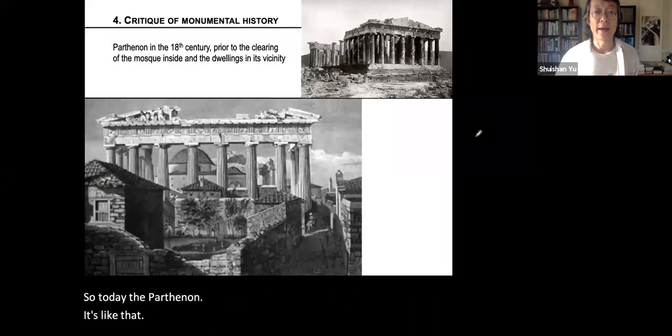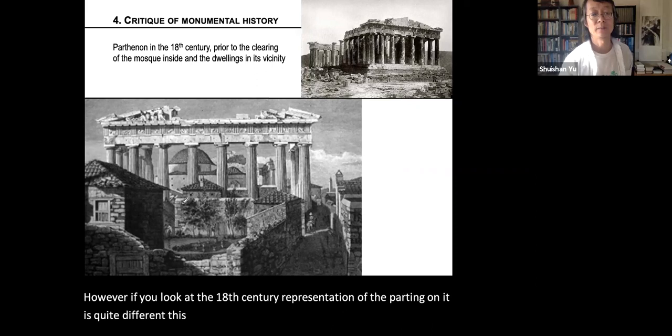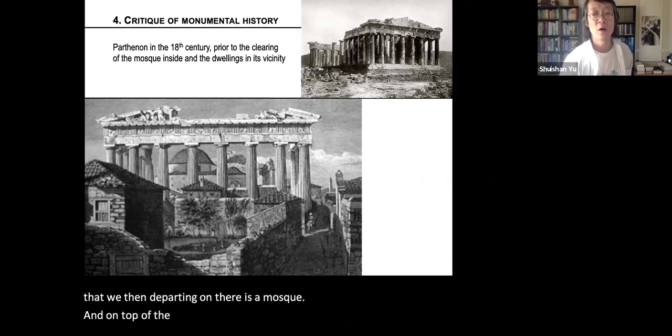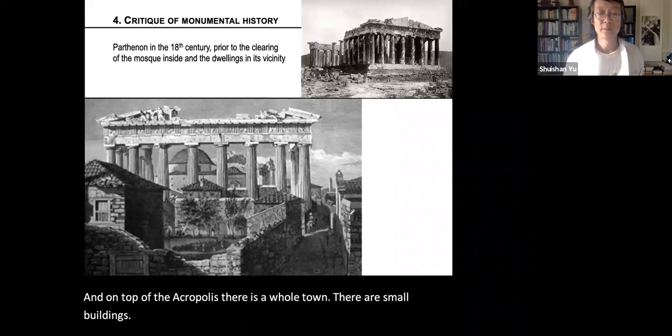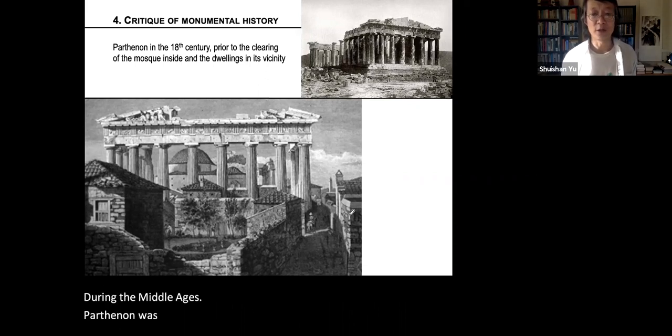However, if you look at an 18th century representation of the Parthenon, it is quite different. This is an 18th century print of the Parthenon. And you notice that within the Parthenon, there is a mosque. And on top of the Acropolis, there is a whole town. There are small buildings which were constructed during the Middle Ages. The Parthenon was completed 2,500 years ago in the 5th century BCE.